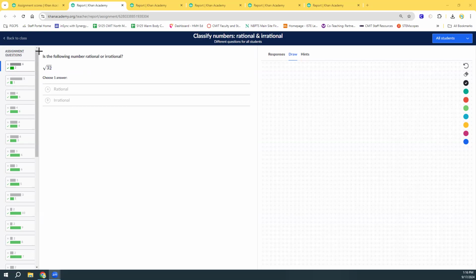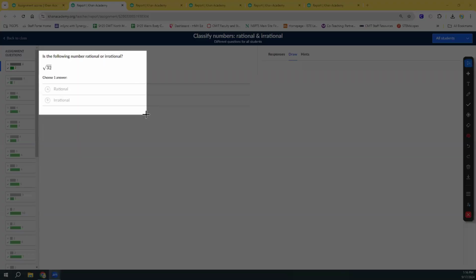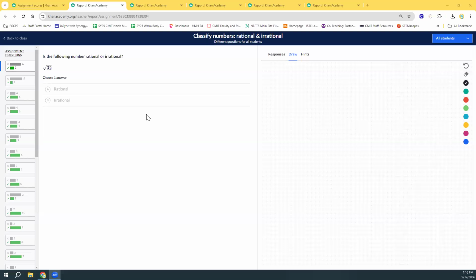But like I said, if you don't know how to do it, just take a screenshot, send it over to the traffic light problem, and we'll go over it in class. Right now, we're going to go over it right now.